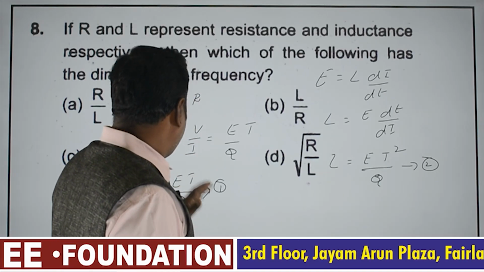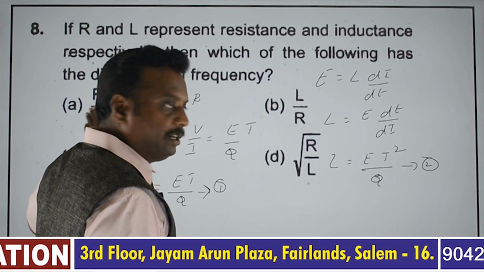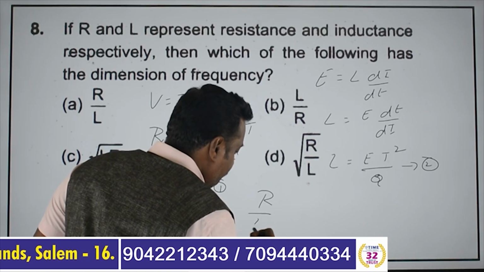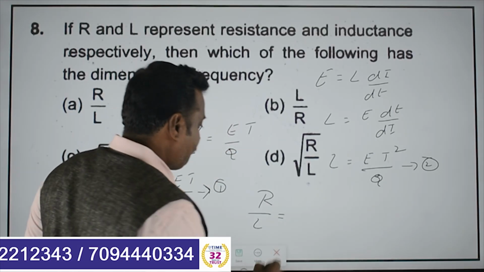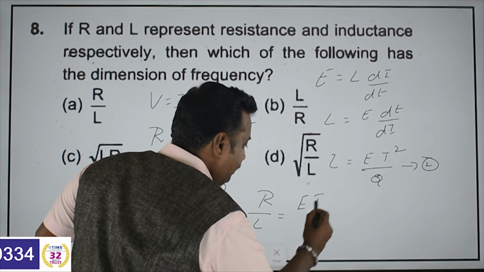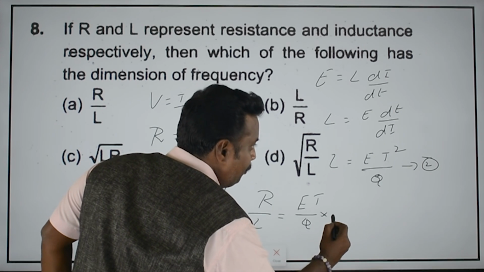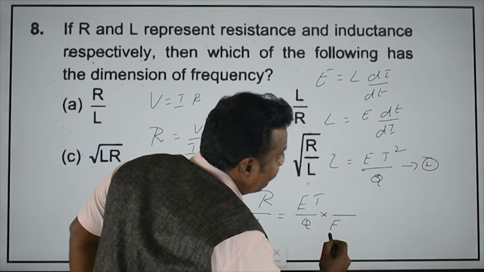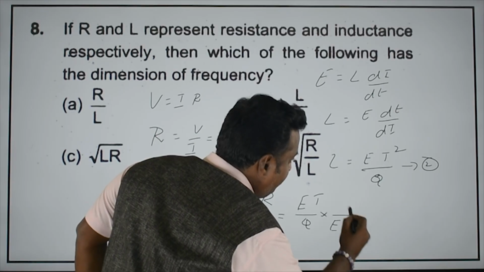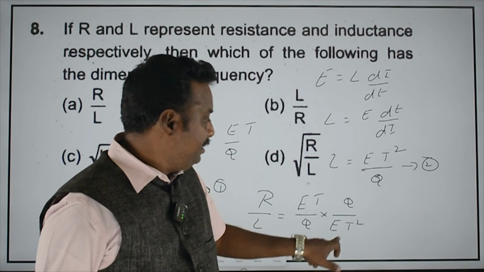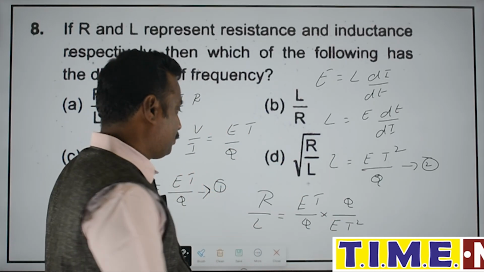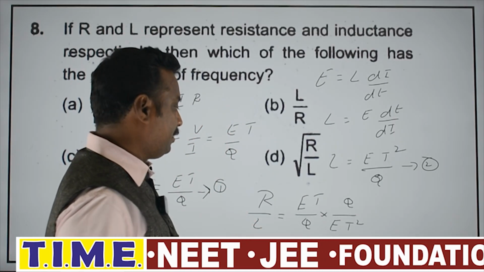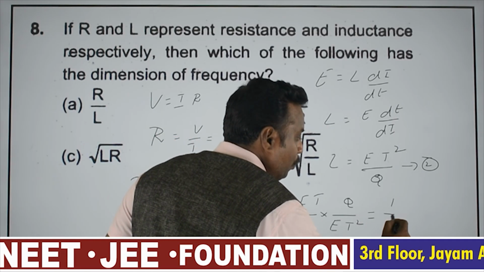Let me divide R by L. First R by L இருக்கு, L by R இருக்கு. First இதில் சப்ஸ்டிட்யூட் பண்ணுறேன். Let me do R by L. R by L is equal to, first இது எழுதுறேன், E T by Q into, E T square by Q இல்லையா? இது எழுதும்போது E T square by Q அப்படின்னு எழுதுறேன். So, E and E will get cancelled, Q and Q will get cancelled, and finally what you get, R by L is equal to 1 by T.